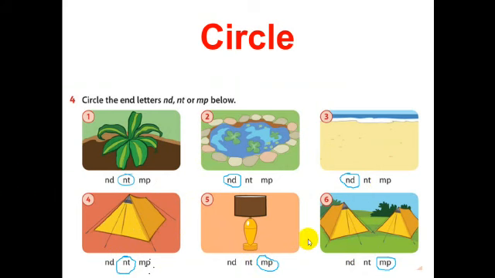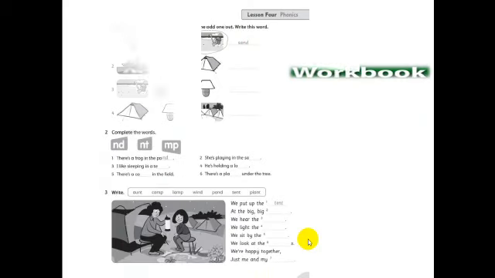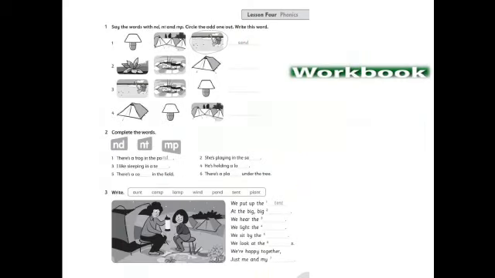Now, our homework for this lesson, page 67, it's homework for you. Let's read them. Number one, say the words with and ump. Circle the odd one out and write this word. You should say these words and circle the odd one, and you write this word. Number one, lamp, camp, sand. Okay? This is the odd one, and you write it here, sand.